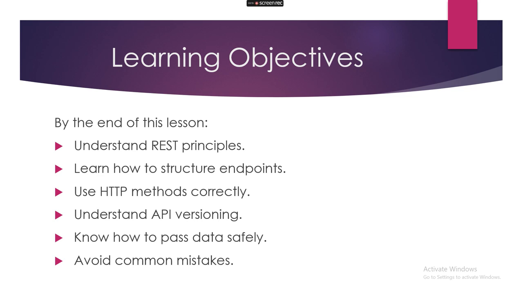So the learning objective: by the end of this course you should understand REST API principles, right? You should learn how to structure endpoints, use HTTP methods correctly, that is, understand what HTTP methods there are, understand API versioning and why it's important to version, and know how to pass data safely. We're going to look at different ways to pass data to your APIs and avoid common mistakes.